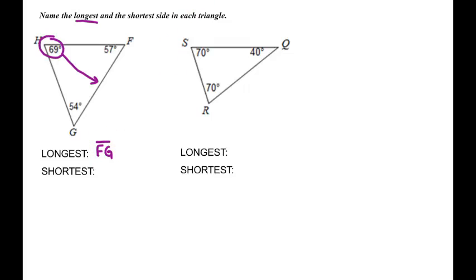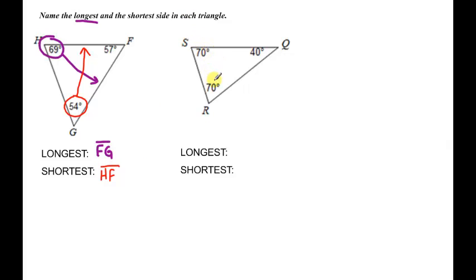We're also asked to find the shortest side. Well, I'm going to look for the smallest angle. The smallest angle is this 54-degree angle, and that means it's right across from the smallest side in this triangle, so HF is the shortest side. That's all there is to it.